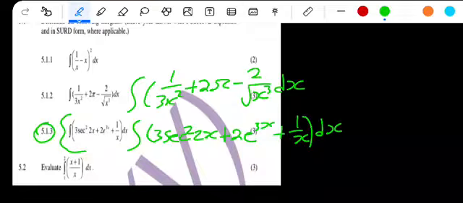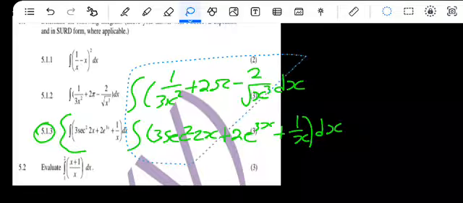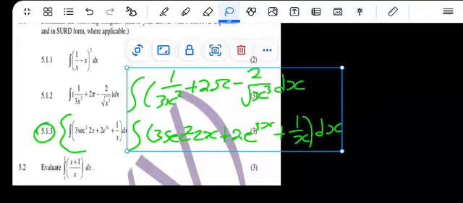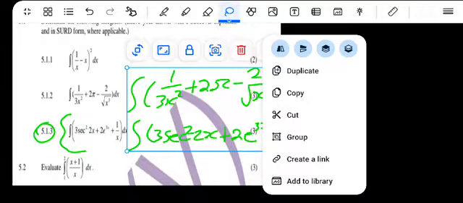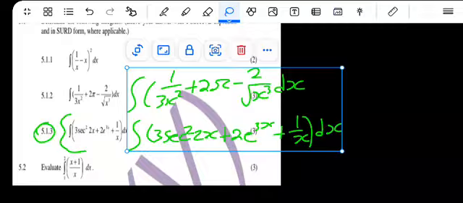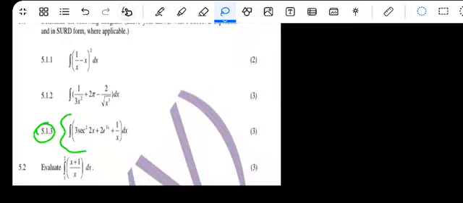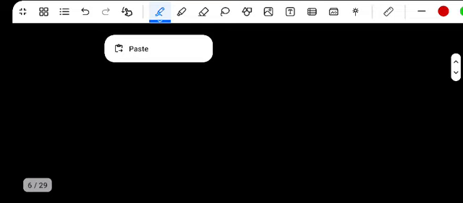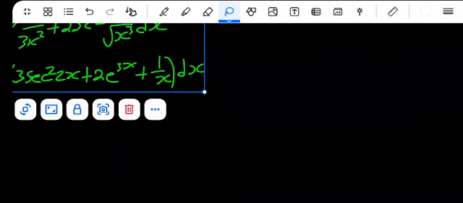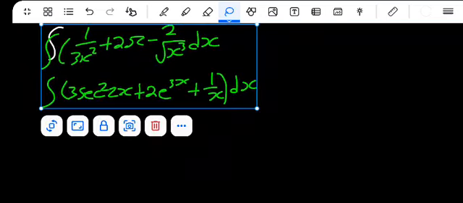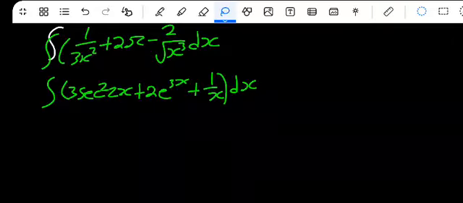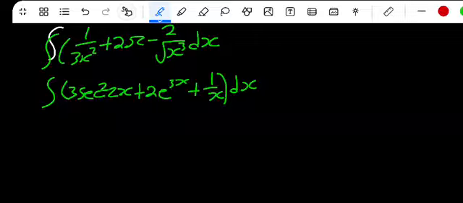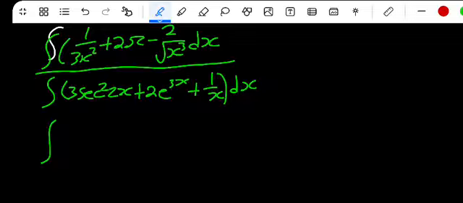I want to write this on the blank page on the bottom part. Let me paste this here. This is what we have taken there. So we're supposed to start with this one on the top. So we have that integral.